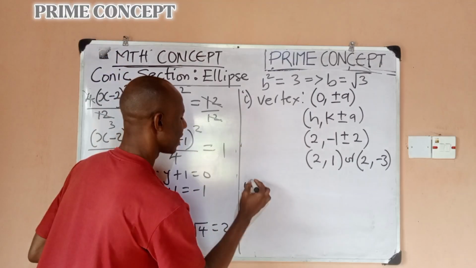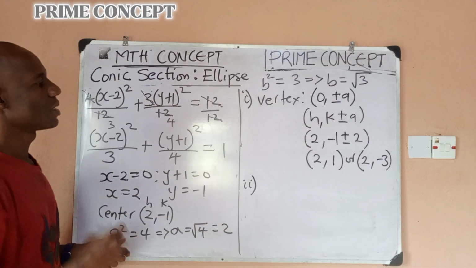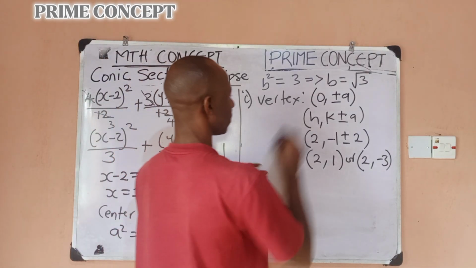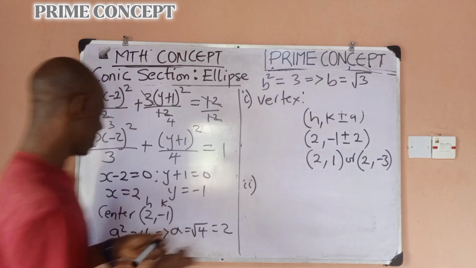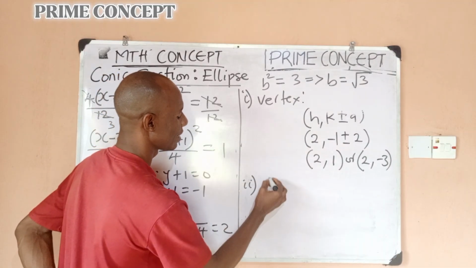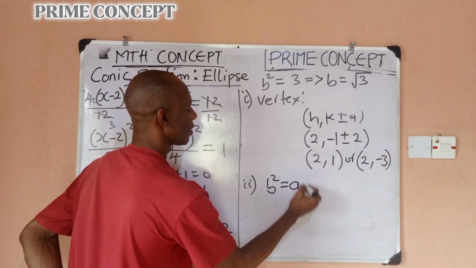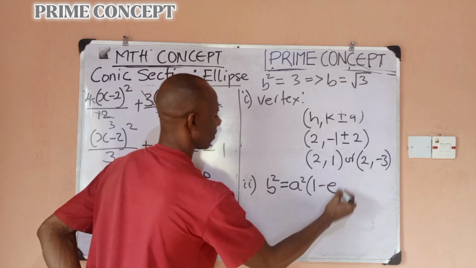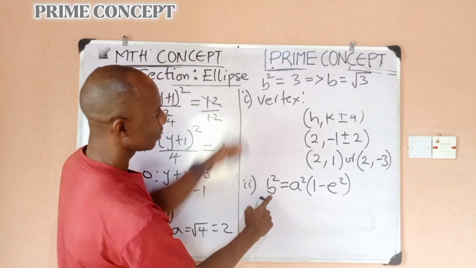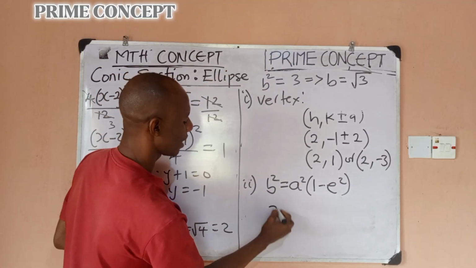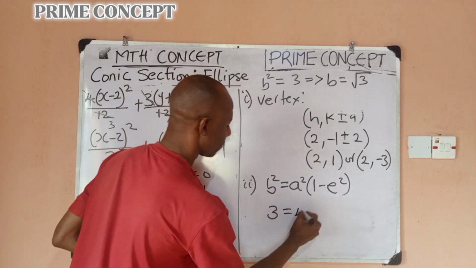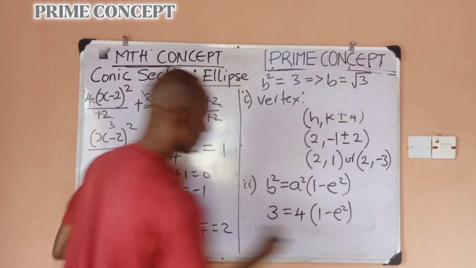And the next thing I want to get is my directrix. Sorry, my eccentricity. I hope that is what they asked next. My eccentricity. So in order for me to get my eccentricity, I recall that b squared is equal to a squared times (1 minus e squared). So with this, I can get my eccentricity. So knowing that b squared is actually equal to 3, I would write 3, and we know that a squared is equal to 4, so I would write 4 times (1 minus e squared).